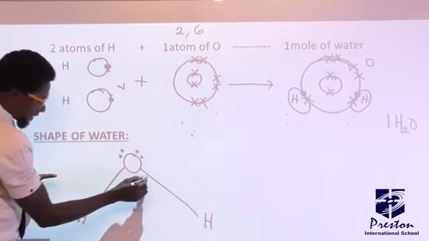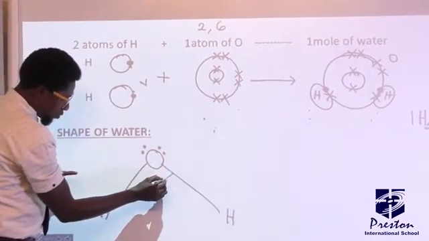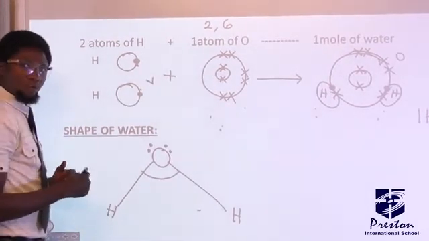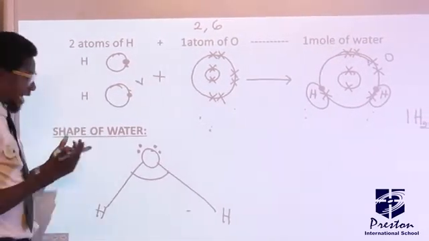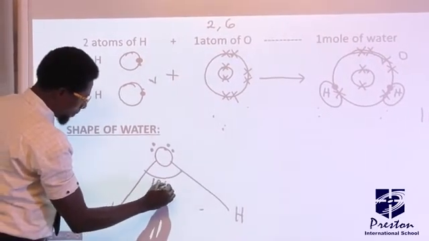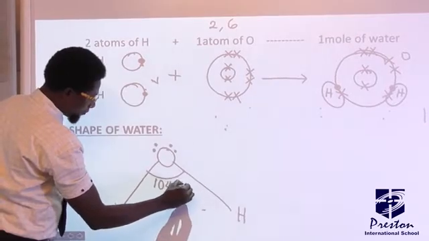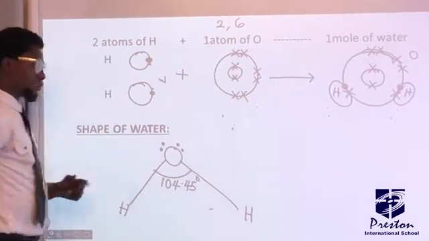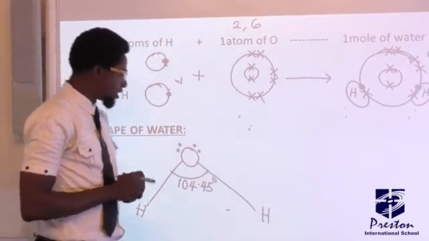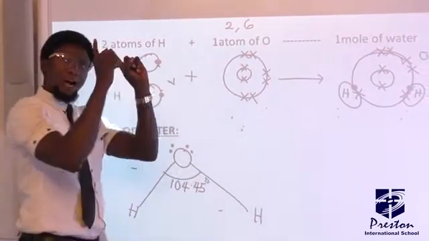So these 4 electrons are the lone pairs of electrons. Then there is a particular bond angle that is found between these 2 hydrogen atoms. That's one of the objective questions you may have seen, probably in WAEC and IGCSE. This angle here is 104.45 degrees. So that is the angle that is found between the 2, 104.45 degrees.